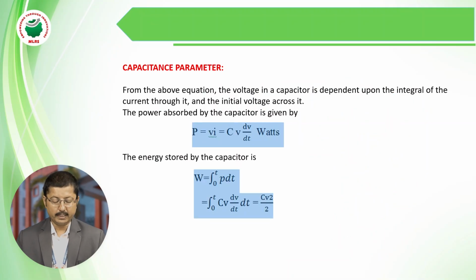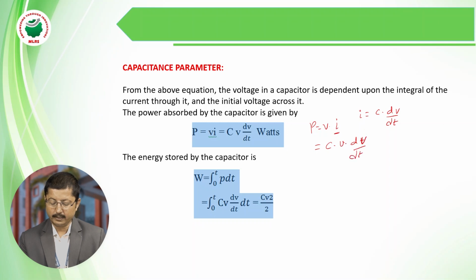Now we will see the power relation. The power P absorbed by the capacitor is given by P is equal to V into I. What is I? I is nothing but C into dV by dt. So power P is equal to V into I, that is C into V into dV by dt, substituting this I here.